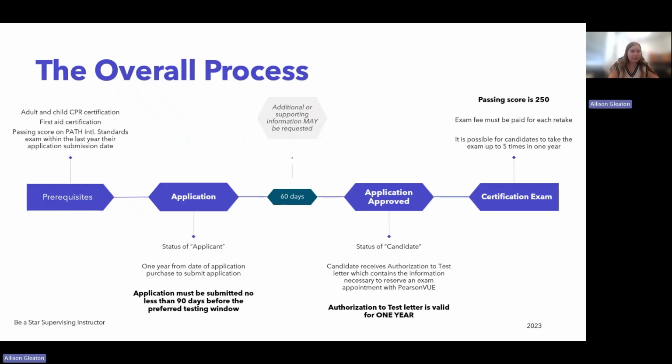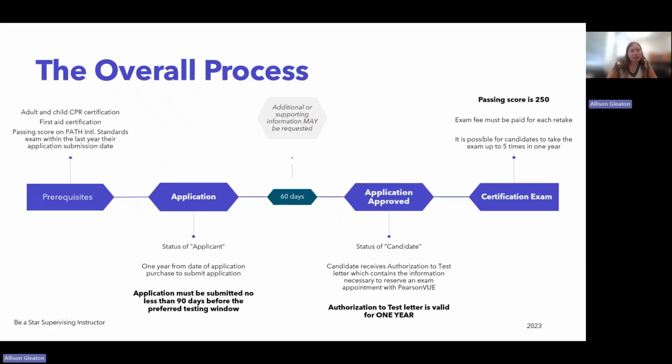An important piece of the timeline too, though, is that the application may be submitted no less than 90 days before the applicant's preferred testing date. This time frame is determined through the 60-day review period in the PATH International office, as well as policies and possible limited availability from Pearson VUE. But otherwise, they can submit their application at any point in time. Once their application is approved, they may sign up for a testing appointment that is convenient for them.